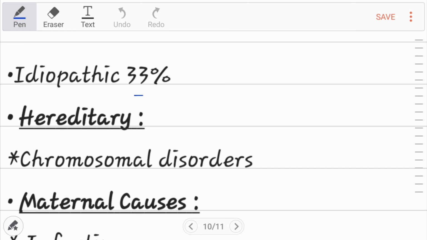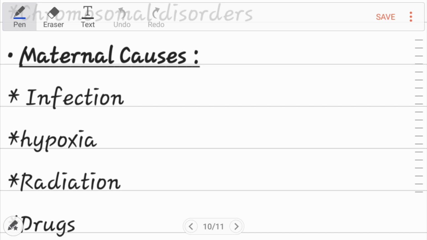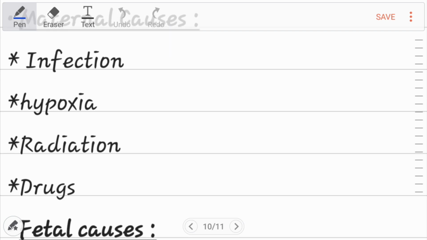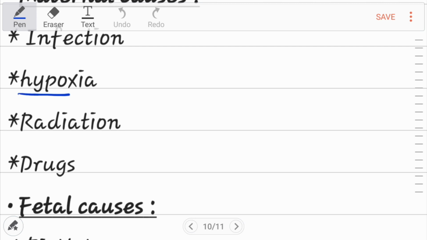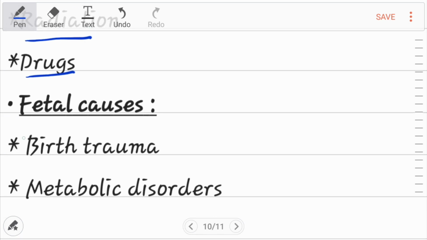Next, 33% is idiopathic, meaning with unknown cause, and hereditary chromosomal disorders like Down syndrome. Maternal causes, first is infection. The most common is congenital rubella, which is the most common cause of congenital cataract. Intrauterine hypoxia. Radiation, the maternal exposure to radiation such as X-ray, gamma or beta rays. Drugs, corticosteroids may cause congenital cataract. Fetal causes, birth trauma or metabolic disorders such as galactosemia, hypoglycemia, etc.